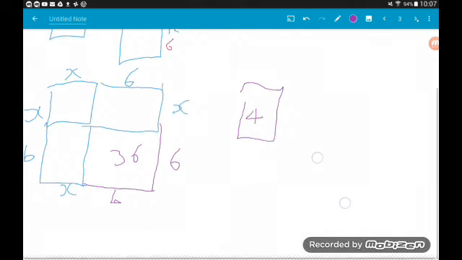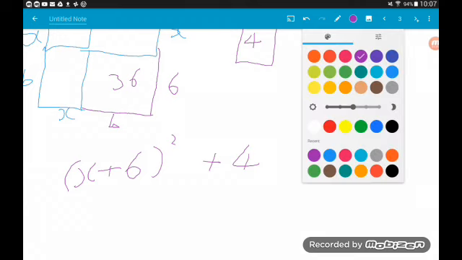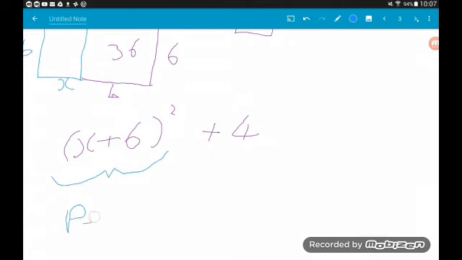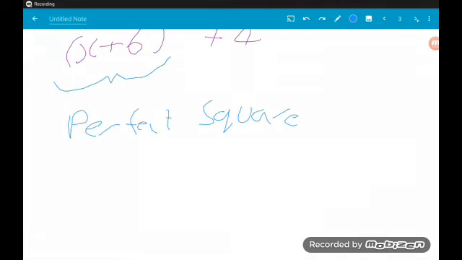So, if we now write this out algebraically, this square is x plus 6 squared, like that. And then we've got this plus 4 on the outside. So, this x plus 6 squared is actually a special type of quadratic. It's called a perfect square. Now, perfect squares have exactly one real root, or one solution. So, if we were to sketch x plus 6 squared, now, perfect squares hit the x-axis at one point and one point only. Let's find that point.